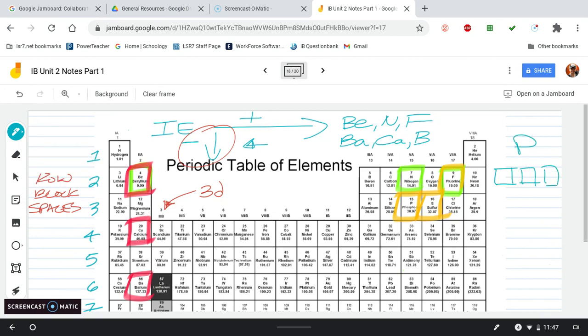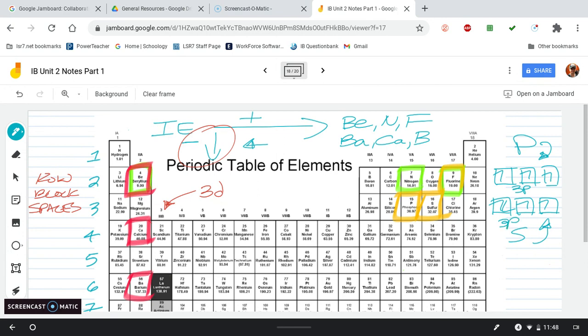Okay, this is phosphorus, and it looks like this. And here's sulfur. Sulfur looks like this. There's the sulfur, there's the phosphorus, and that's just their P block, right? So this is the 3P, and this is the 3P. So here's the deal.